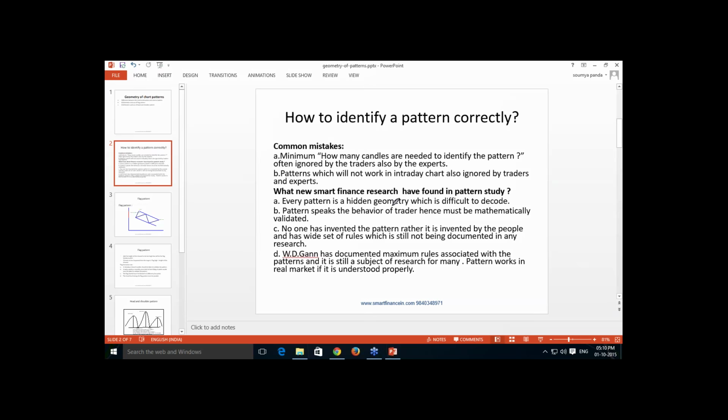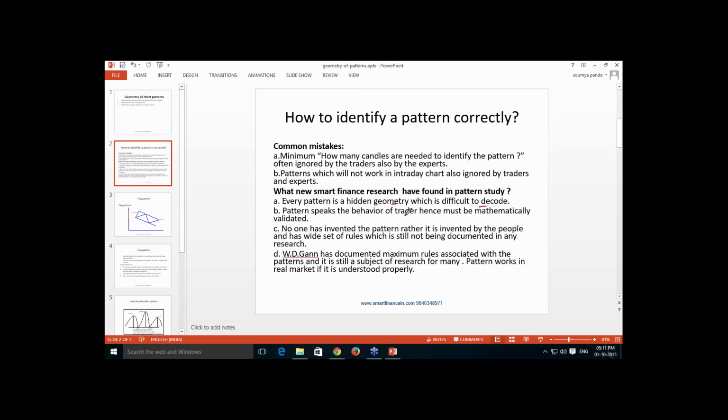So first, this pattern itself is a very ambiguous subject and it is difficult to decode the actual arithmetic of this pattern. It is very difficult to decode. And it speaks about the traders' behavior. And you are able to validate certain patterns mathematically. Certain patterns you will not be able to validate mathematically.